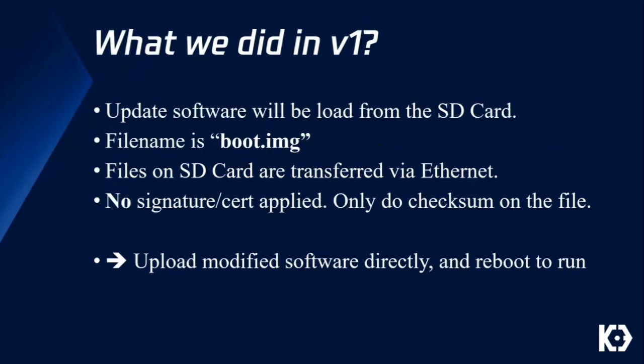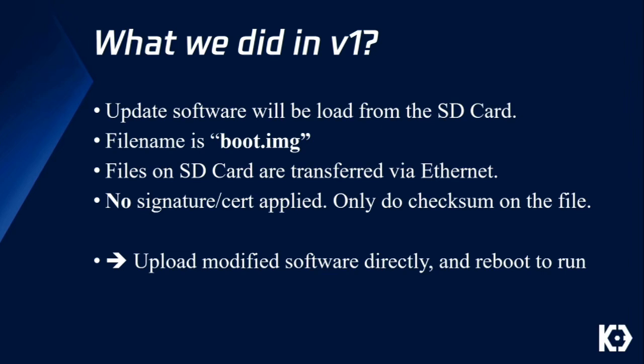In 2016, we published a report that we had hacked the Tesla cars, and it involves an important thing in the gateway called the update software, which is the updater. The name of the updater is boot image, which is loaded from the SD card, and files on the SD card are transferred from the CID via the Ethernet, and also some files on the SD card are written by the gateway itself. For example, some CAN logs and some diagnostic things.